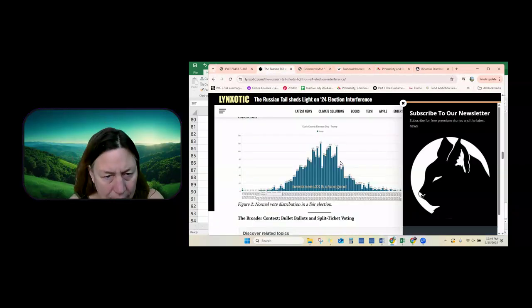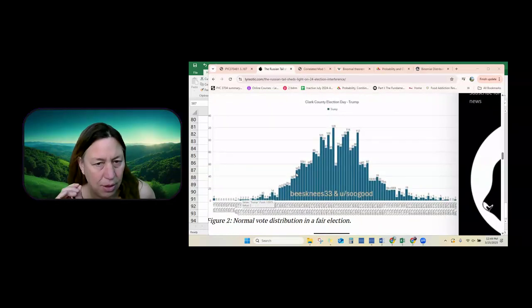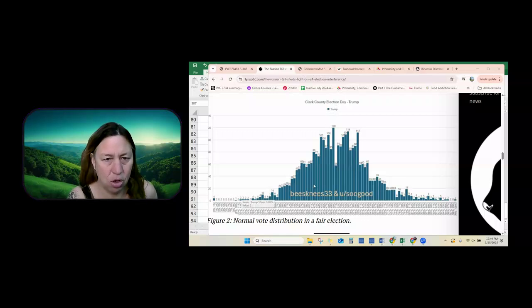This is interesting. Okay, so in a fair election, I can't get rid of this thing on the right, sorry. In a fair election, you'll get a normal distribution around the mean. Each of these is a little voting district in America, in Clark County, okay? And this is what happened on election day. You can see, okay, these guys are high and these guys are low, but overall, it's symmetrical. Can you see? Each little county balances out to a mean. All right, the normal vote distribution.